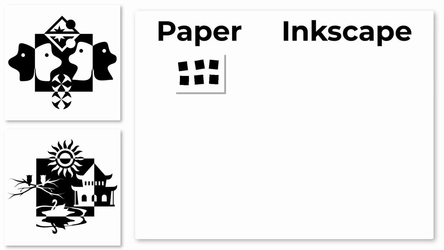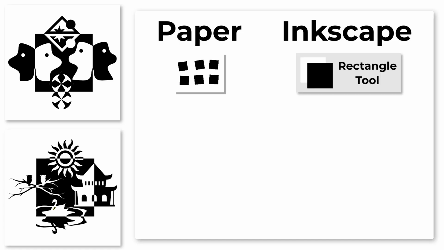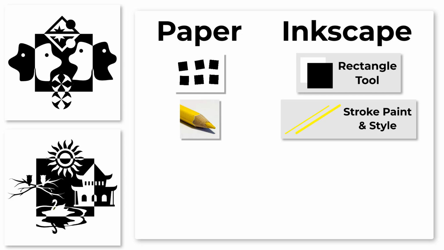Notan art is generally created with paper. You start with a black square piece of paper and put it over a larger white square piece of paper. With Inkscape, we'll use the rectangle tool to make our black and white squares. Then in paper, the artist will use a light colored pencil to draw shapes on each edge of the black square piece of paper. In Inkscape, we'll make sure that our shapes have a light-colored stroke, paint, and style.